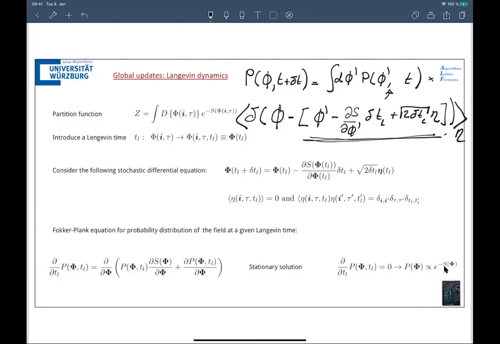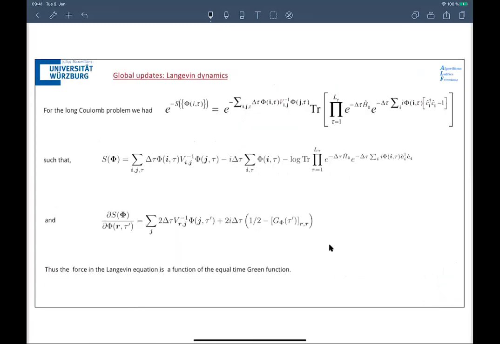Okay, so how do we implement this? Let's assume that this is our program for the long-range Coulomb repulsion. What we would have to do is calculate the action. If I want to calculate the action here, I just have to put this in the exponent. So that's why I get a minus the log of the trace of this fermion propagator.